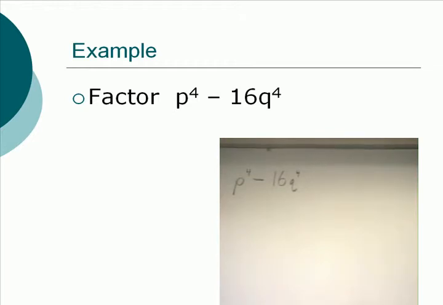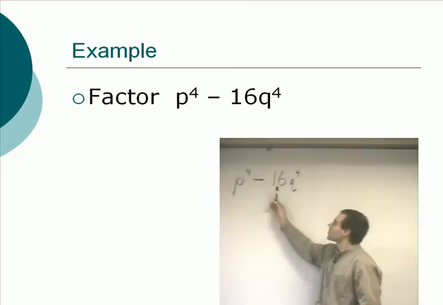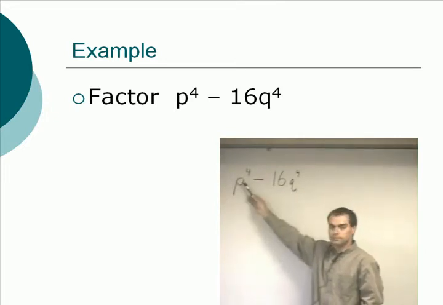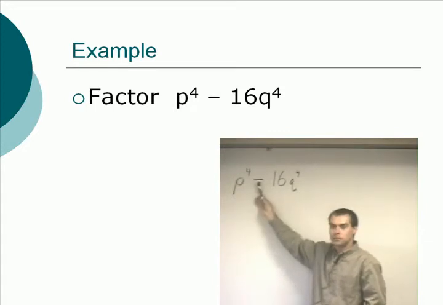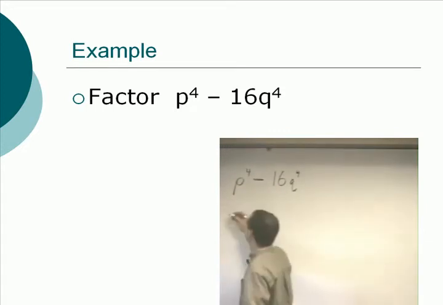P to the fourth minus 16q to the fourth. Basically, first of all, what do you check? Greatest common factor. Is there a greatest common factor? No. Right, you can always factor out a 1, but that doesn't do much for you. Then you've got to check, are both of the terms perfect squares? Is that a perfect square? Yep. Is that a perfect square? Yep. Subtraction sign? Yep, so it'll factor, okay?